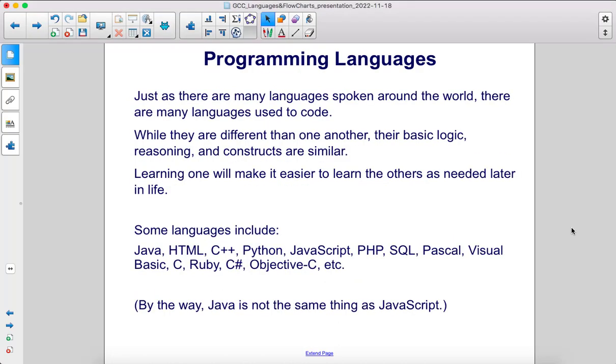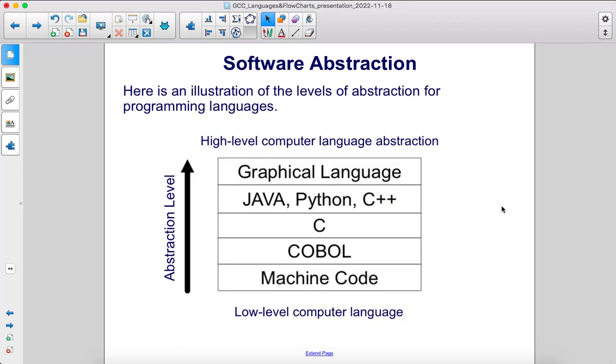Just as there are many languages spoken around the world, there are many languages used to code. While they are different from one another, their basic logic, reasoning, and constructs are similar. Learning one will make it easier to learn the others as needed later in life. Some languages include Java, HTML, C++, Python, JavaScript, PHP, SQL, Pascal, Visual Basic, C, Ruby, C#, Objective-C, etc. By the way, Java is not the same thing as JavaScript. They're actually very different.